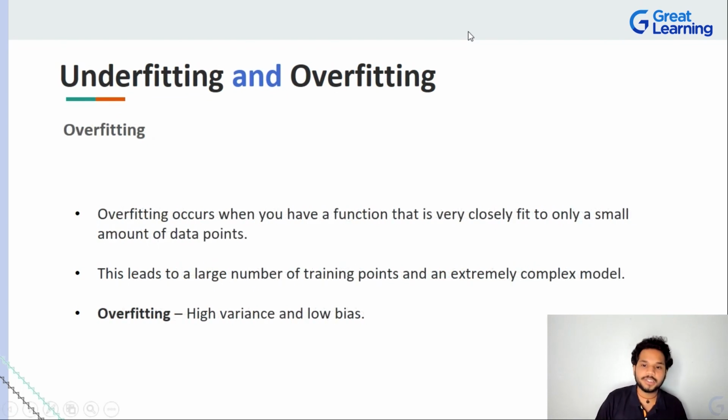Overfitting is a situation wherein your model has so much data to learn. It has so much data wherein it has to run a function which is very closely fit into a very small amount of data points. What happens? You're overtraining with a large amount of training points and your model will be very, very complex at the end of the day. So learning little is very bad.